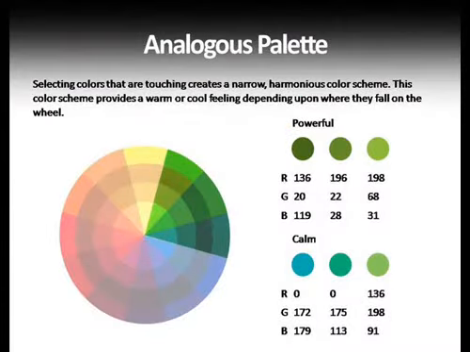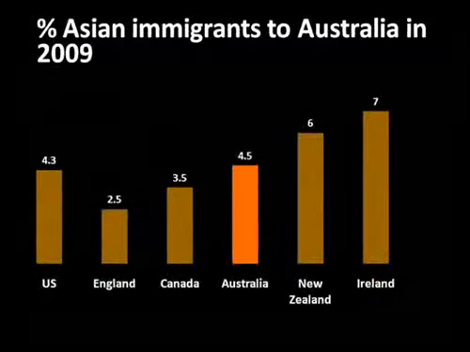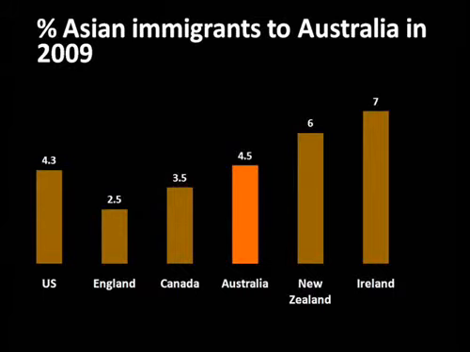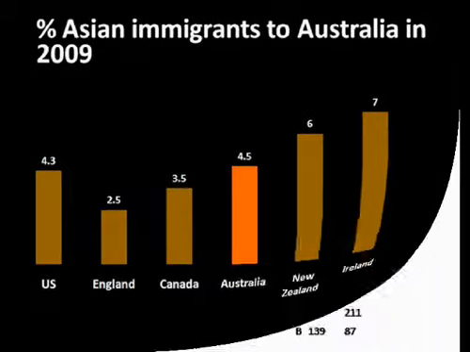The next palette is called the analogous palette, and what that does is that you're choosing one color and then you're choosing a color on either side of that initial color. You're also including all the different tints and shades that can be used. The next slide shows the analogous palette applied.